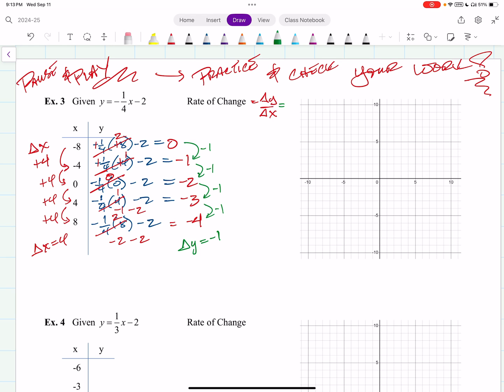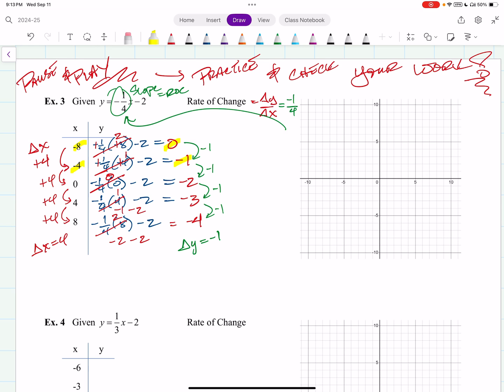So what is the slope? Well, -1 divided by 4, or -1/4, which corresponds to the slope. This is the slope, or what's called the rate of change. When you find the rate of change, it's the slope of the linear function, the slope of the line. And that's what you guys have to understand. Now let's plot the points: -8 comma 0, -4 comma -1, and so on.